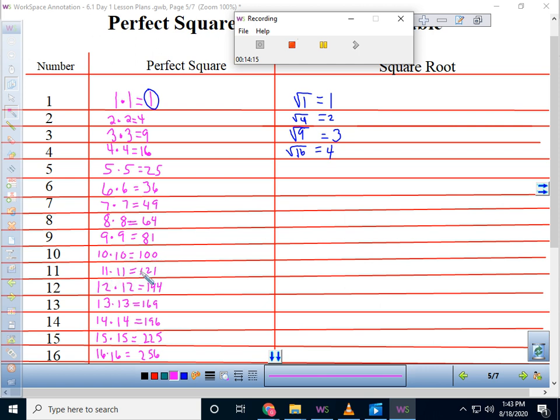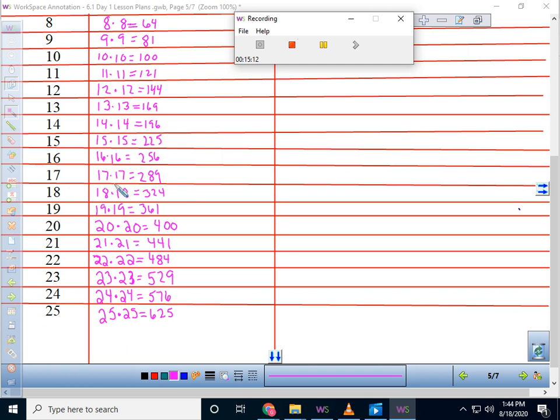11 times 11 is 121. 12 times 12 is 144. 13 times 13 is 169. 14 times 14 is 196. 15 times 15 is 225. 16 times 16 is 256. 17 times 17 is 289.